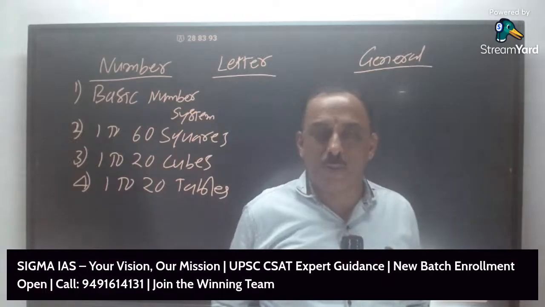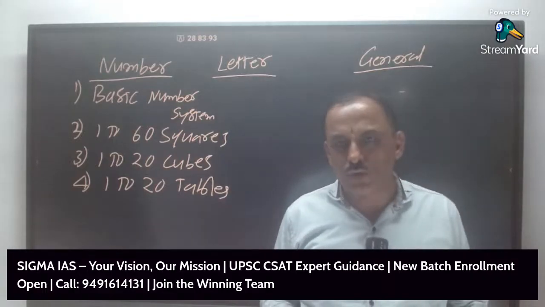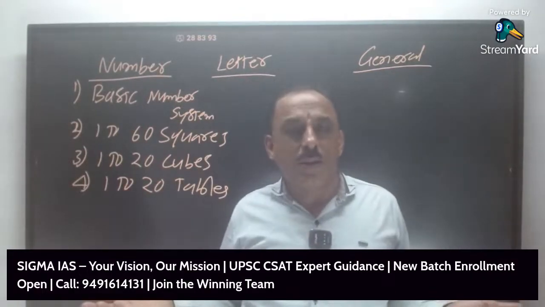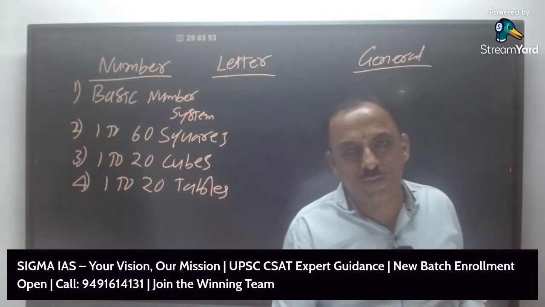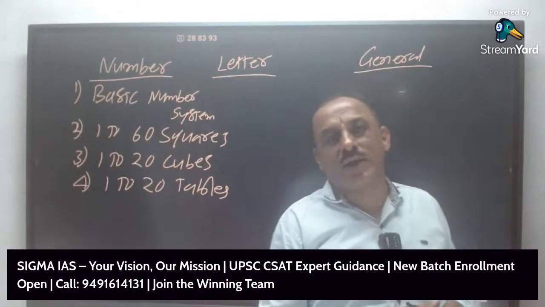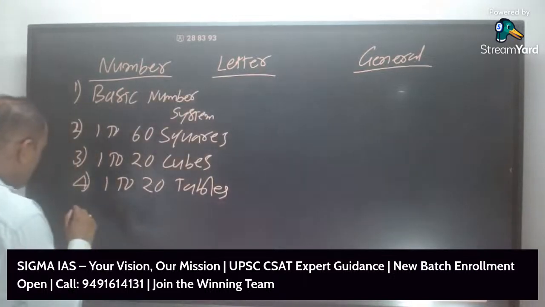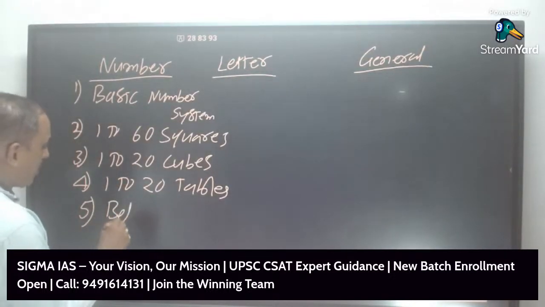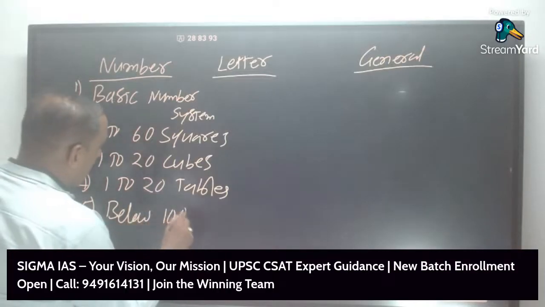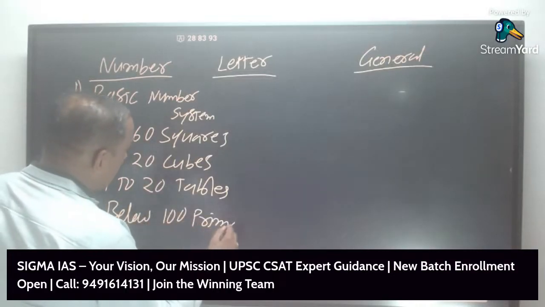You can learn the tables also. Not only 1 to 20, 1 to 100 tables also very easy. Within 5 minutes, easily you can learn the table from 1 to 100. Then next one, fifth one is below 100 prime numbers. Below 100 prime numbers also important.